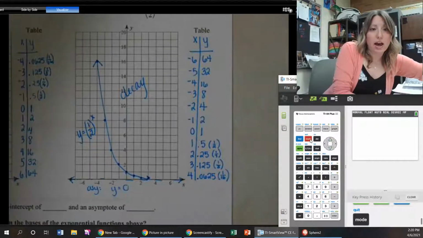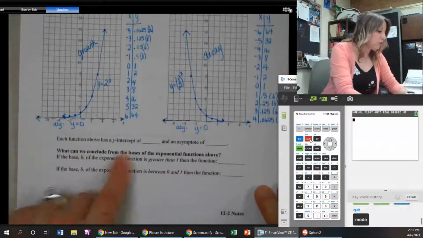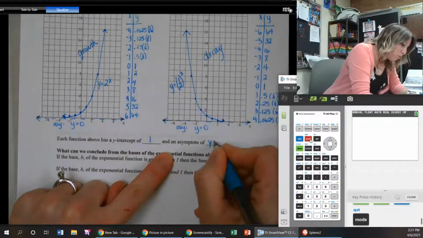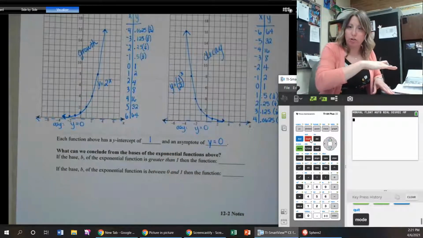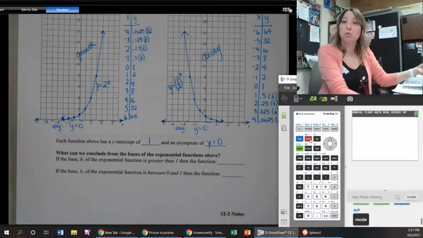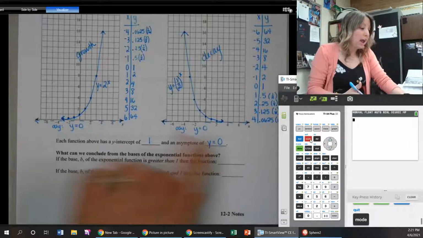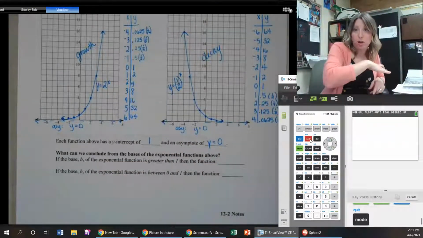So we've looked at an exponential growth function. We've looked at an exponential decay function. Let's just compare. Each function has a y-intercept of 1 and an asymptote of y equals 0. Must state y equals 0 because it's a horizontal line. It's straight across. Okay, so just like how the axis of symmetry in a parabola is always vertical, so it's always x equals, your asymptotes for our exponentials will always be straight across, so they're always going to be y equals. Okay?